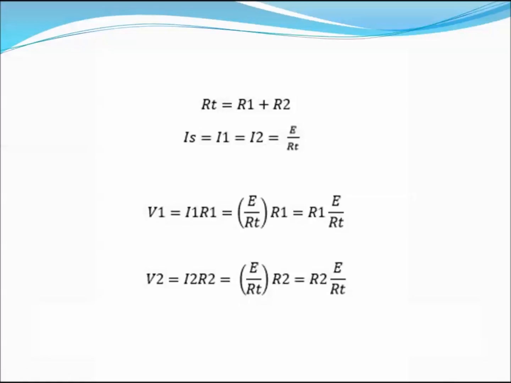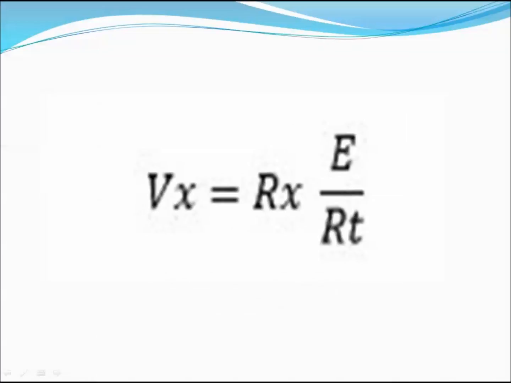Therefore, Vx equals Rx E over RT, where Vx is the voltage across the resistor Rx, E is the impressed voltage across the series elements, and RT is the total resistance of the series circuit. Therefore, the voltage divider rule states that the voltage across a resistor in a series circuit is equal to the value of that resistor times the total applied voltage divided by the total resistance of the series configuration. This rule can also be used for series circuits with any number of series resistors.